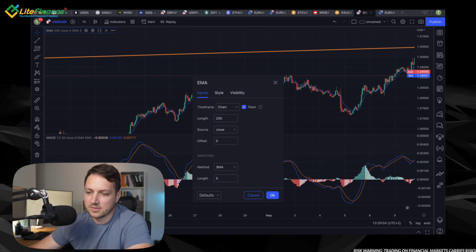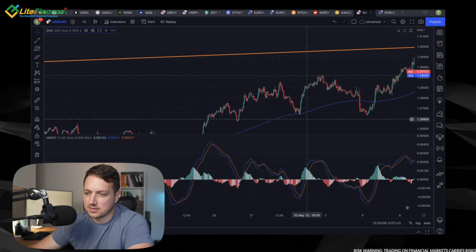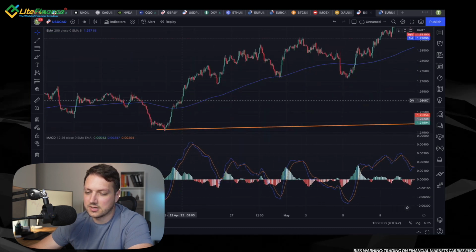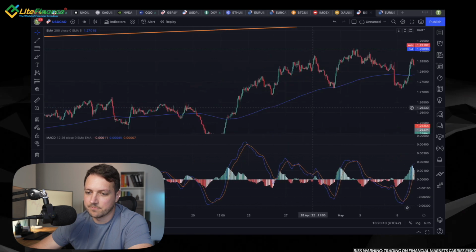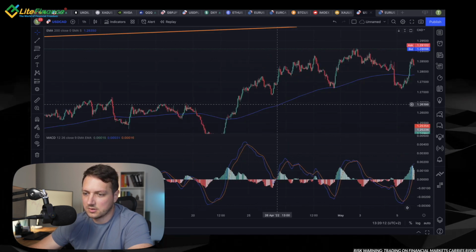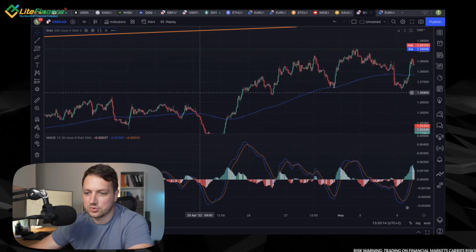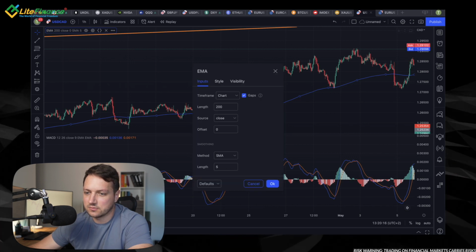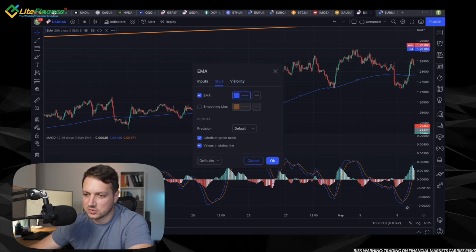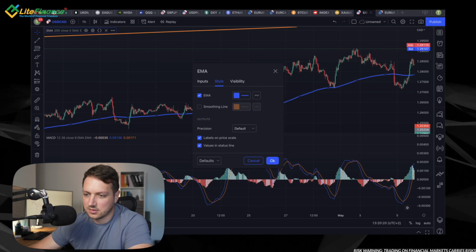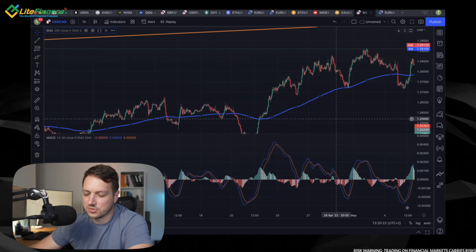So basically it analyzes the last 200 candles and draws, we can say, an average line, which indicates for us the direction of the trend. And so let's maybe also change the style to make it a bit thicker so it will be better visible.